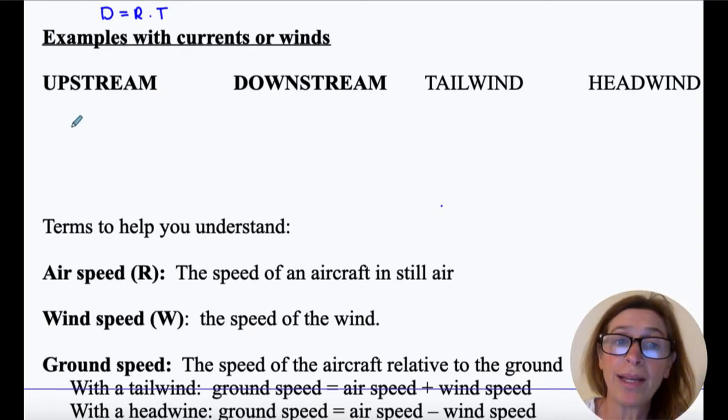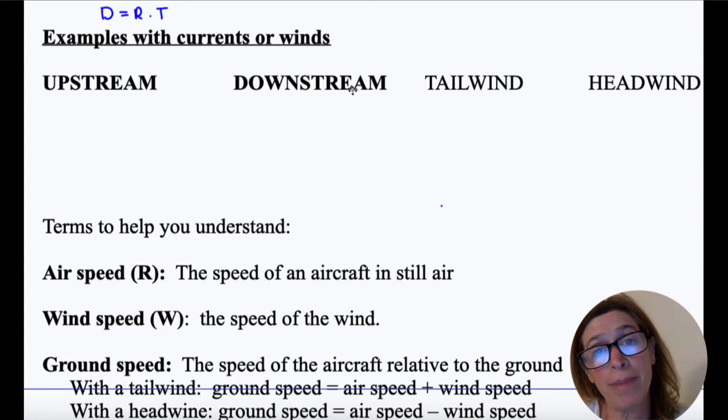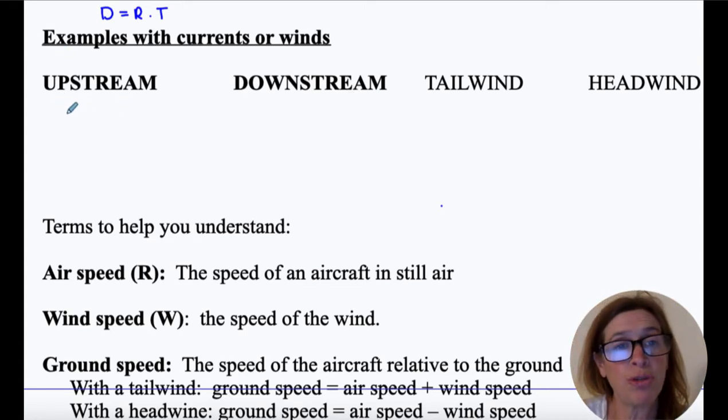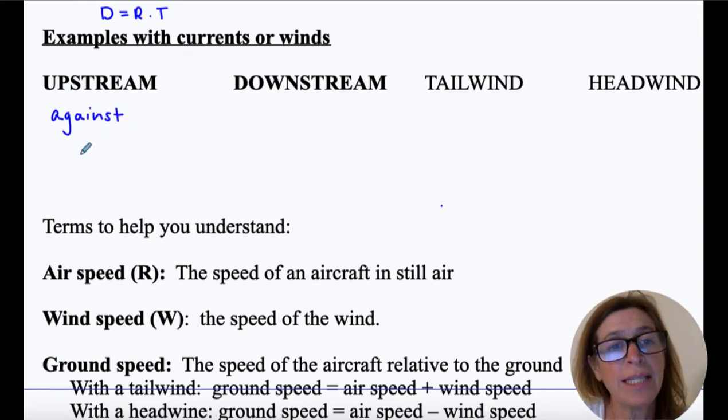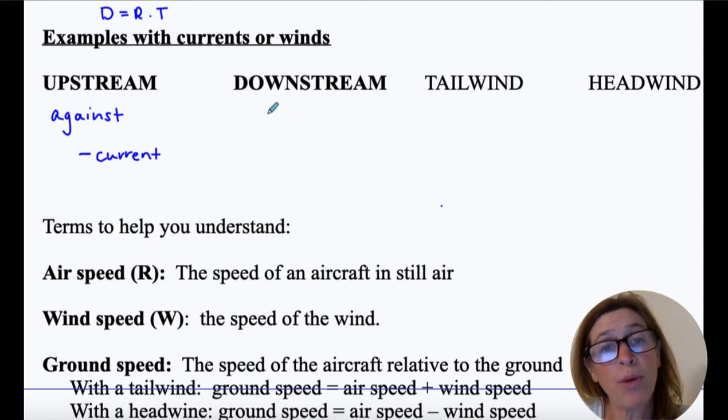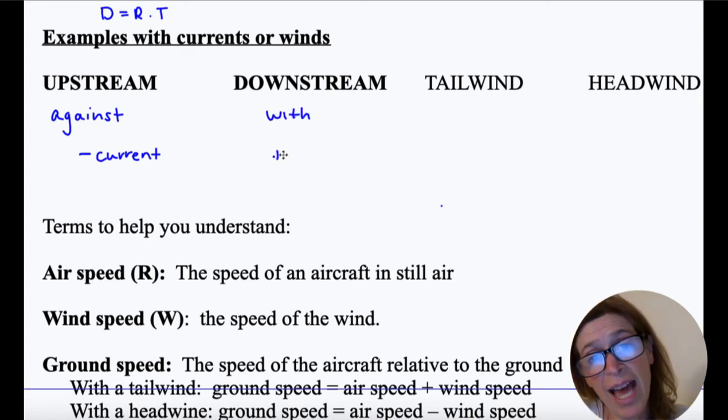So it's important to recognize what upstream and downstream mean. If I'm going upstream, I'm traveling against the current, okay? So it's going to be harder. So we're going to be subtracting the current, okay? If I'm going downstream, I'm going with the current. So it's going to make me go faster, so I have to add the current.